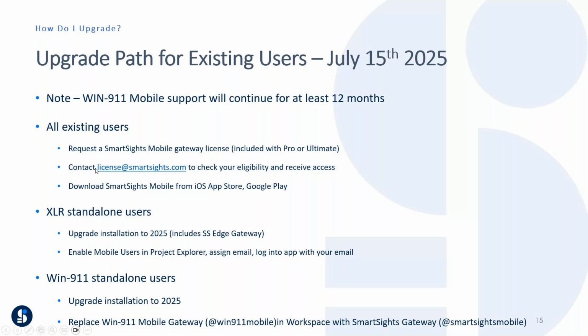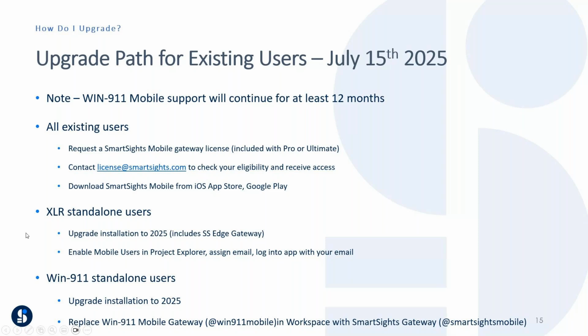You can contact license at smartsights.com to check your eligibility based on your current licensing and/or customer care status, and then receive access to this if you're eligible. Then, to use the app, you have to download it. It will be available on July 15th on the iOS App Store and Google Play. This covers all existing SmartSights users who wish to upgrade or migrate to this.